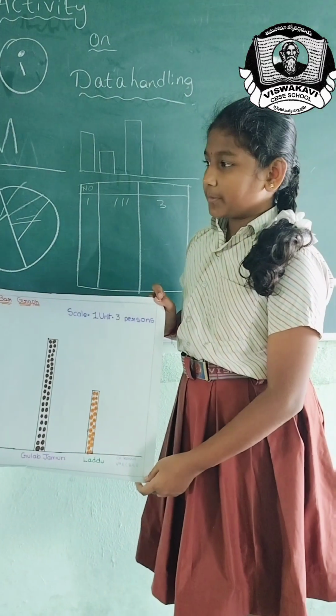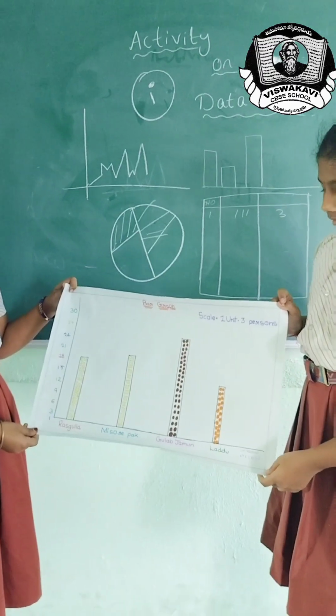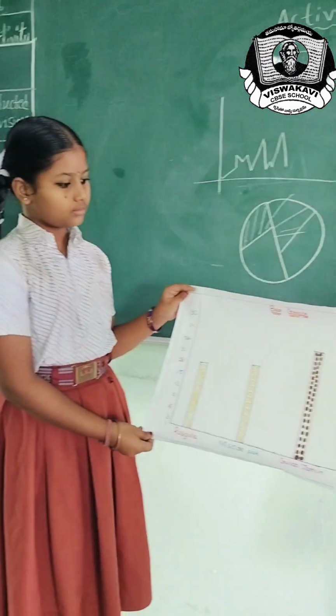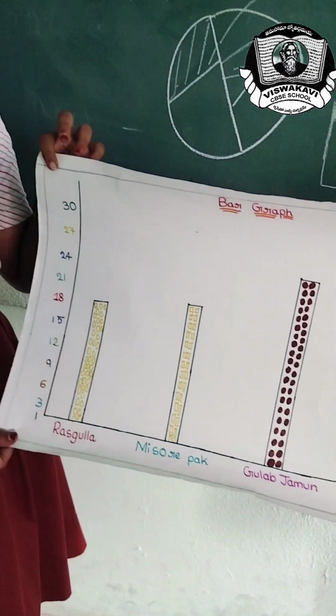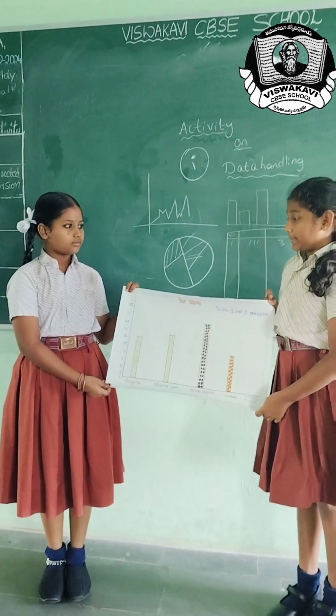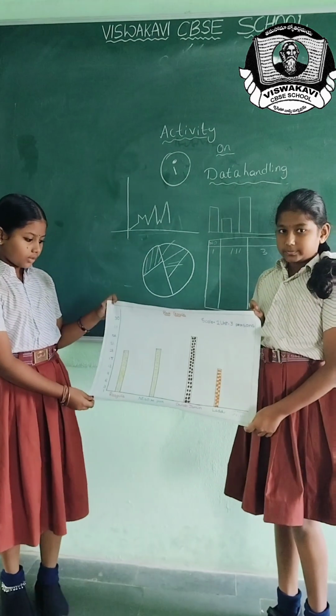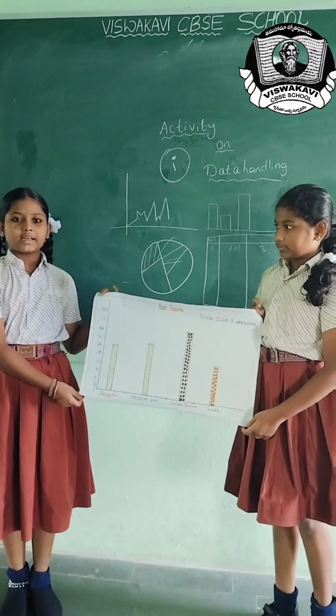So I want to ask you some questions. Will you tell me? Yes, of course. How many members in our apartment like laddu? So 21 members in your apartment like laddu. How many members like Mysore pak? So 27 members like Mysore pak.